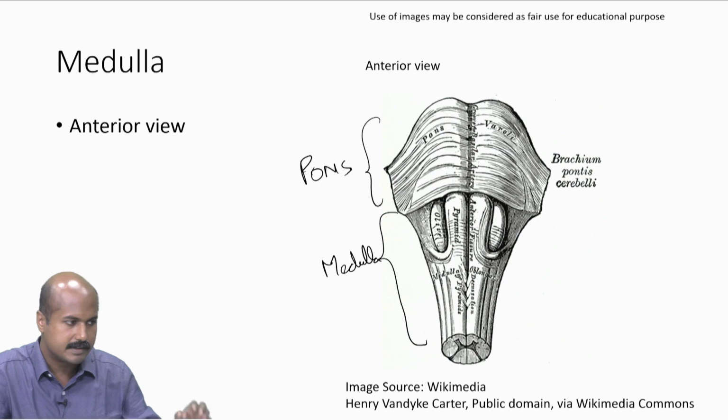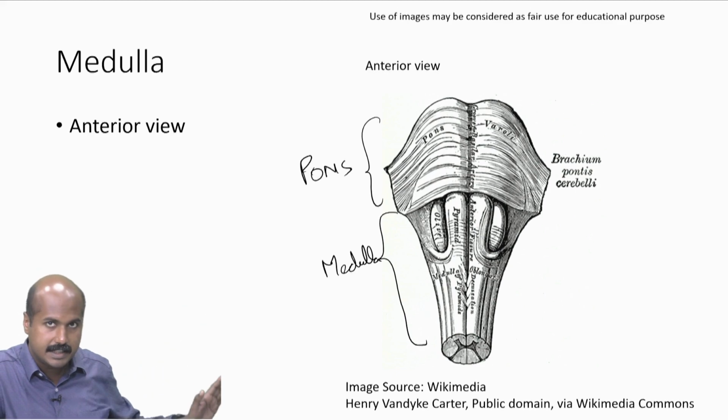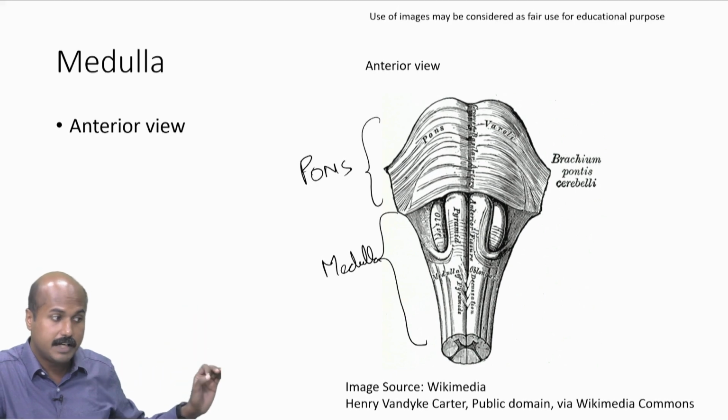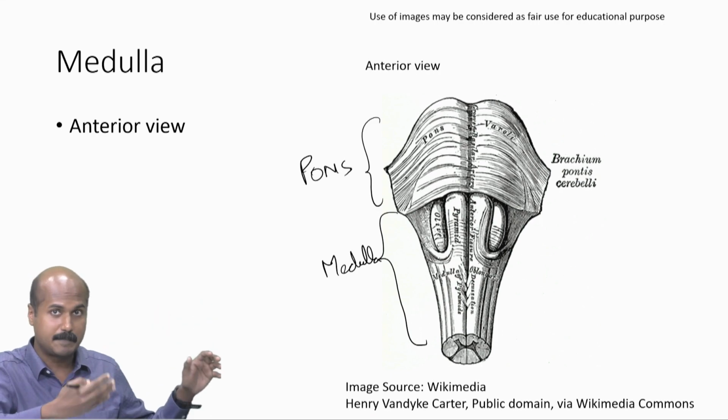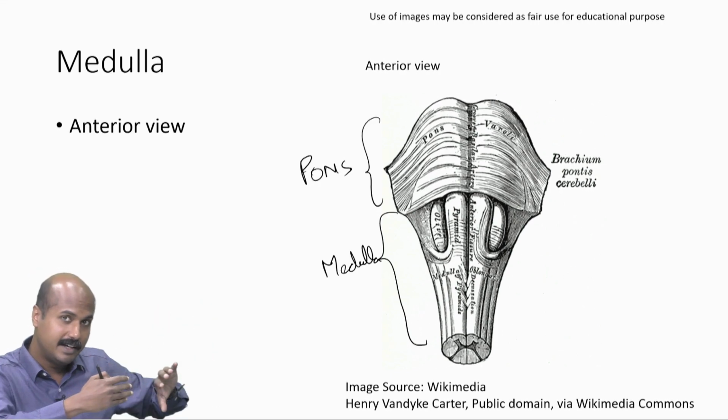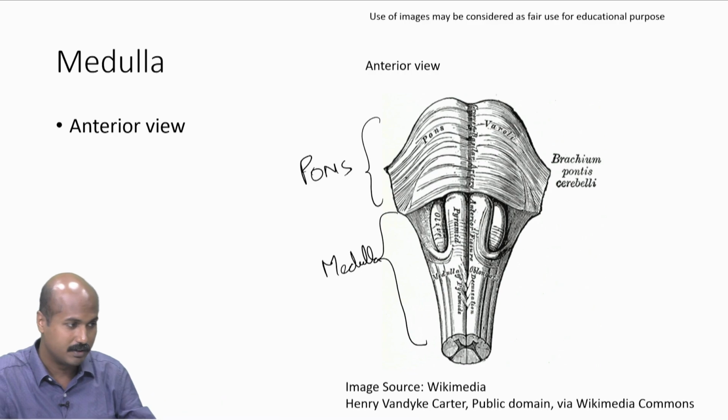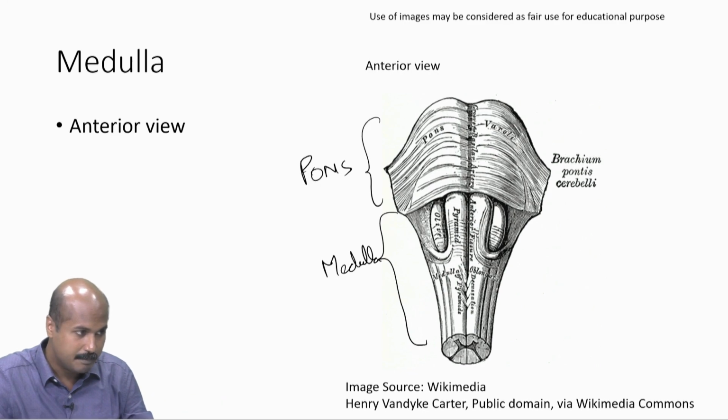On the anterior appearance, you find an anterior median fissure. This anterior median fissure was actually a continuation of the anterior median fissure of the spinal cord. That's why I said that it is an upward continuation of the spinal cord. So you can see here an anterior median fissure. This one is an anterior median fissure. I'll change the color to make it more clear.